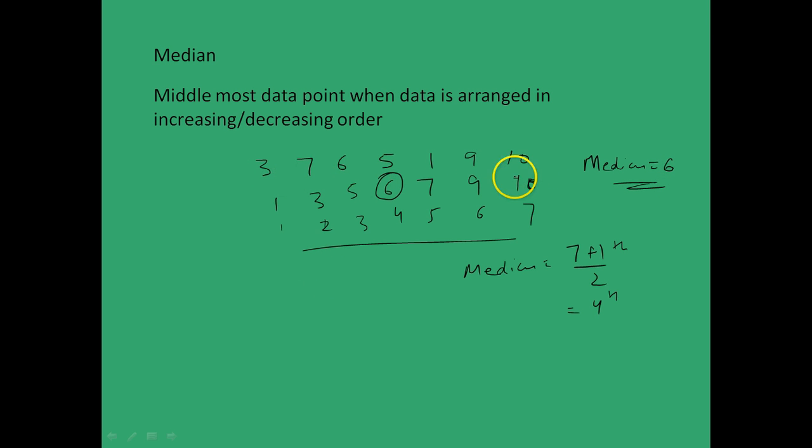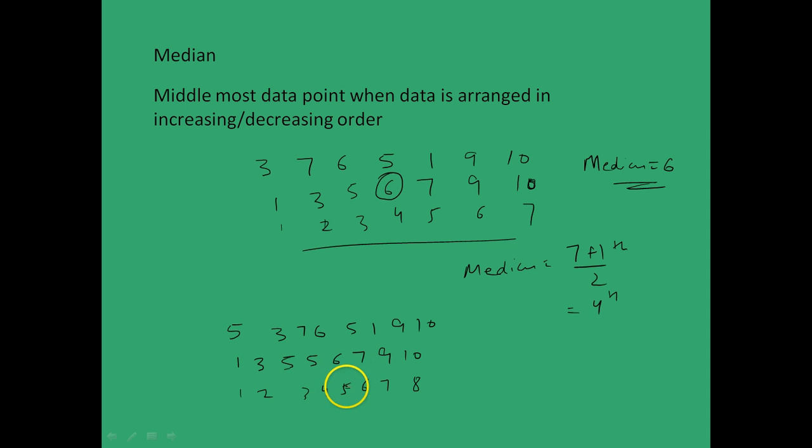But if I add one more number to this data set, say I had 5, 3, 7, 6, 5, 1, 9, 10, and when I arrange this in increasing order, you get 1, 3, 5, 5, 6, 7, 9, 10. Now you notice this has 1, 2, 3, 4, 5, 6, 7, 8 data points. You can't really decide what the middle data point is because there is none, considering this has 8 data points.